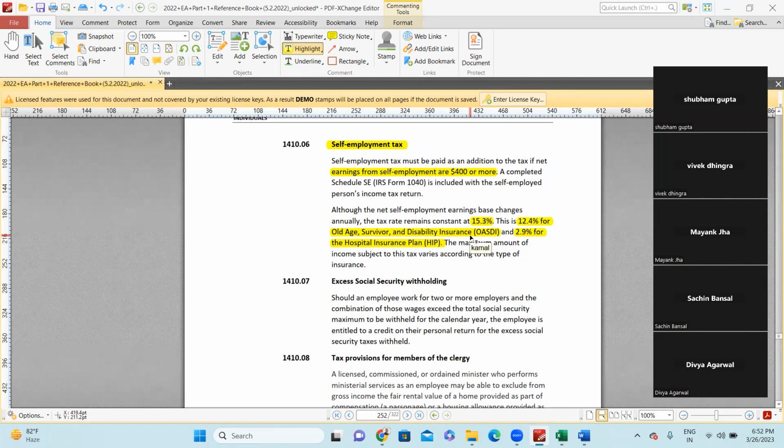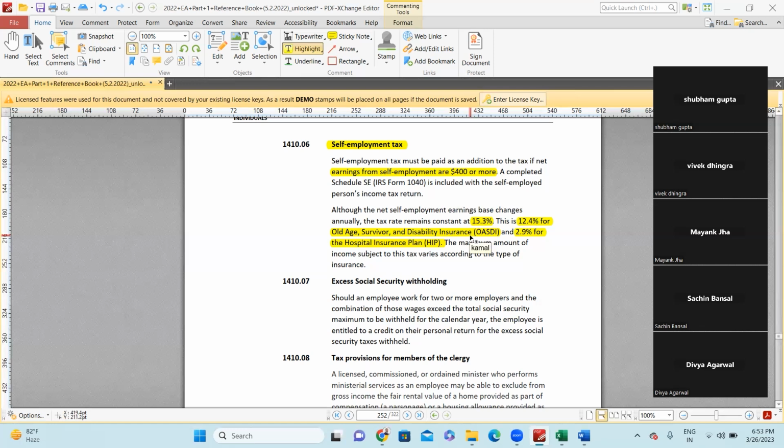So three questions may be expected in this part. Who needs to pay self-employment tax? Those whose earnings from self-employment are more than $400: sole proprietors, partners in a partnership, and owners of an S corporation. And how much is the total amount they need to pay? 15.3%. What is the breakup of 15.3%?